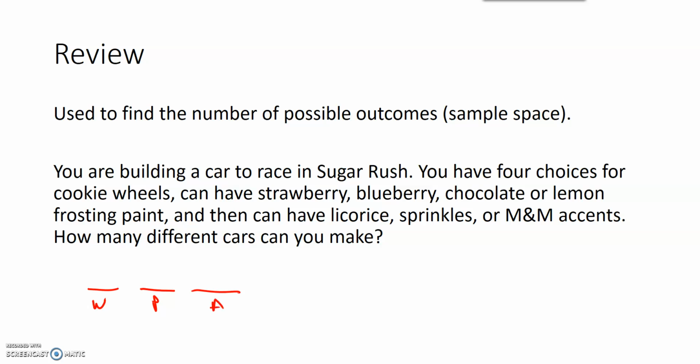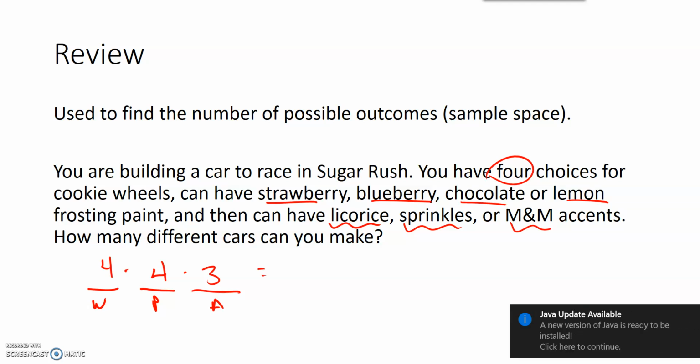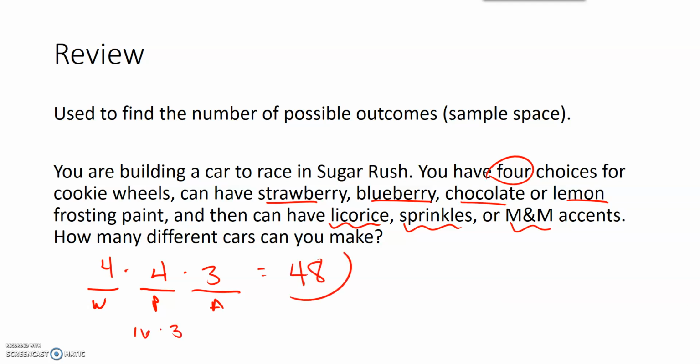So we have 4 choices for wheels. We have 1, 2, 3, 4 choices for paint, and then 1, 2, 3 choices for accents. And what we do is just multiply those together. Well, 4 times 4 is 16, and 16 times 3 is 48. So that means we got 48 options for cars here. Different cars that we could make. Now, that's the math way to do it.